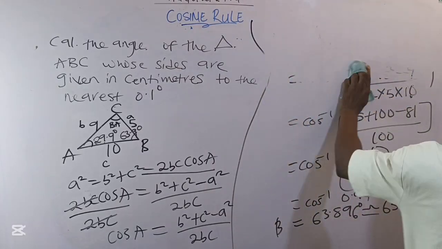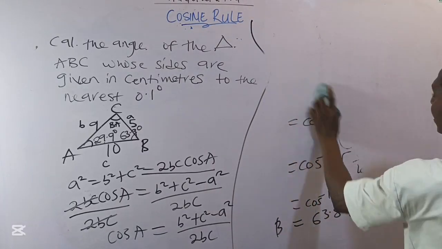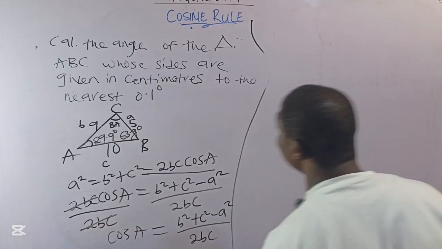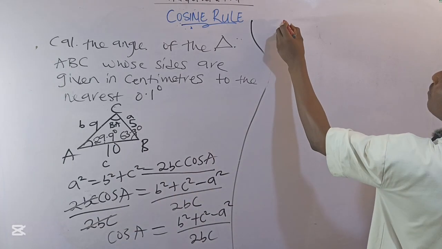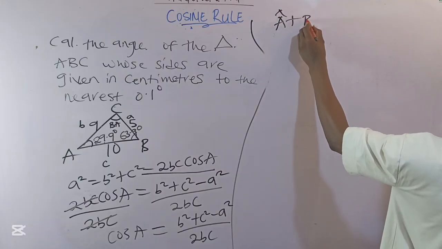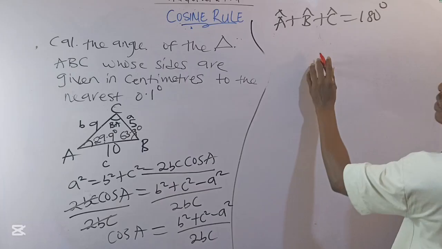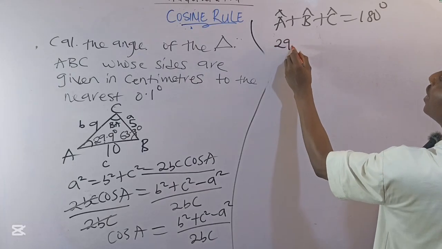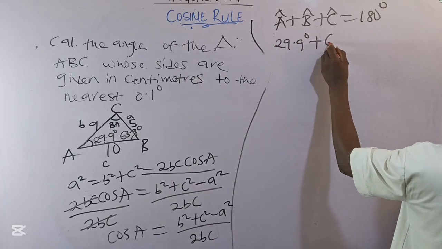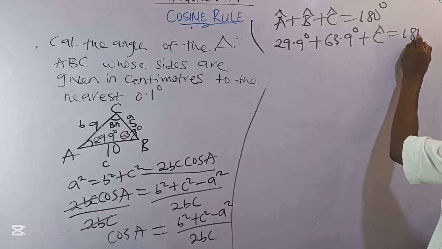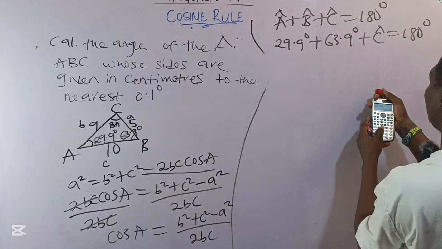That's the last angle I'm going to get. I can get my angle C now using sum of interior angles in a triangle, since two angles have been known. So I have my angle A plus angle B plus angle C to be equals to 180 degree. And my A is 29.9 degree. My B is 63.9 degree. And my C is what I'm looking for, equals to 180 degree.